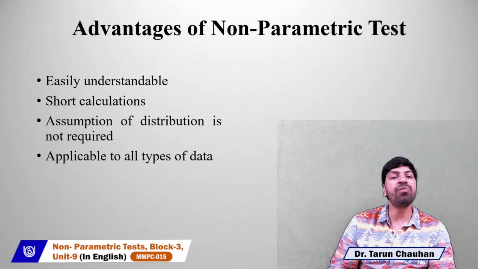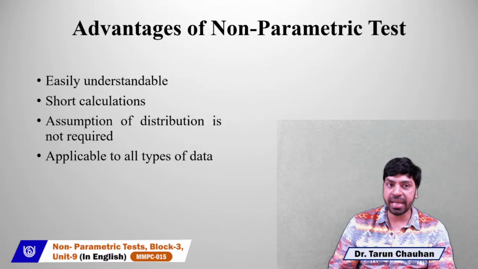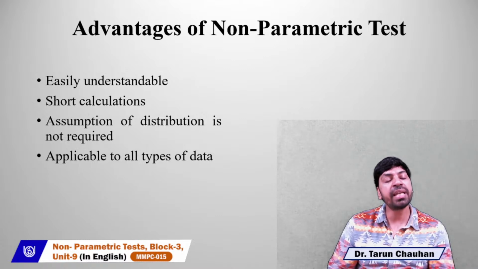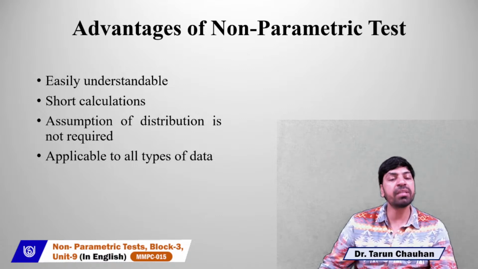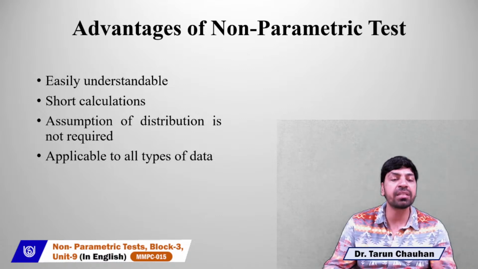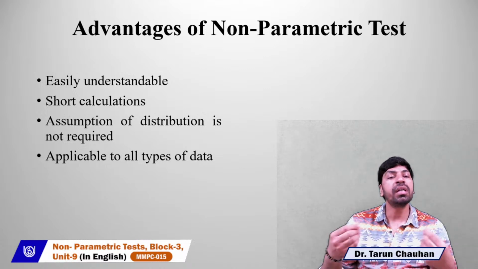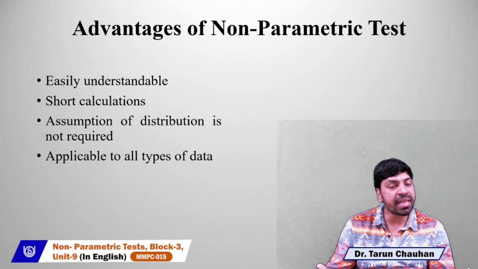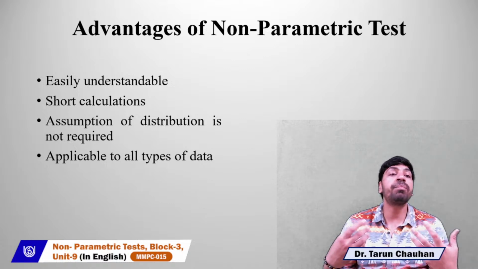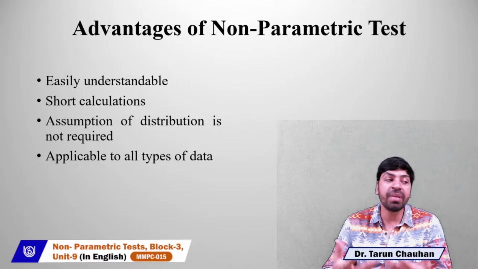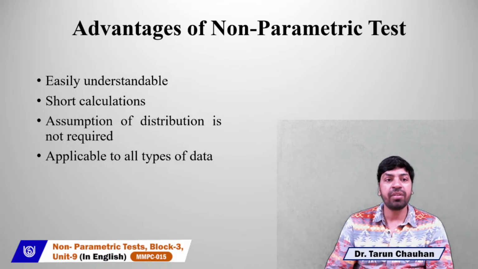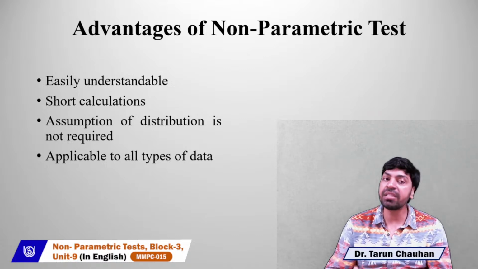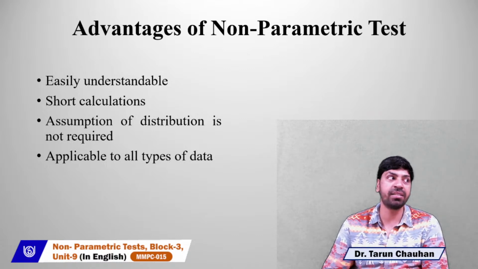Let's talk about the advantages of the non-parametric test. It is very easy to understand. There is a procedure that we need to follow, and while following it, we calculate the value of chi-square, the value of the median, what hypothesis testing is to be processed, and how it could be developed. That comes under the non-parametric test, and that's why it is very easy to understand.